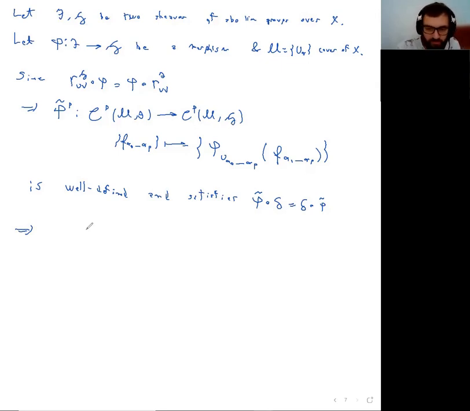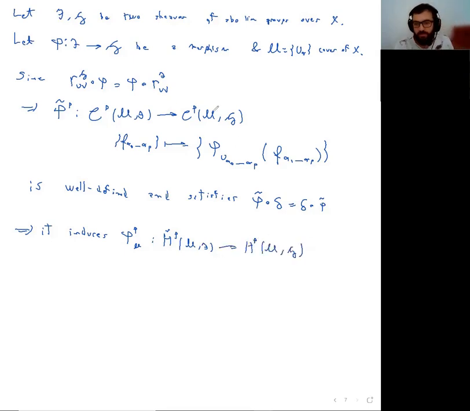And of course, every time we have a morphism of cohomological complexes, it induces a map in cohomology. We take the corresponding cohomology of the complexes and we have an induced map. What we want now is that this map descends also to the direct limit, so to the Čech cohomology without respect to a cover. So let's see what happens if we take a refinement.